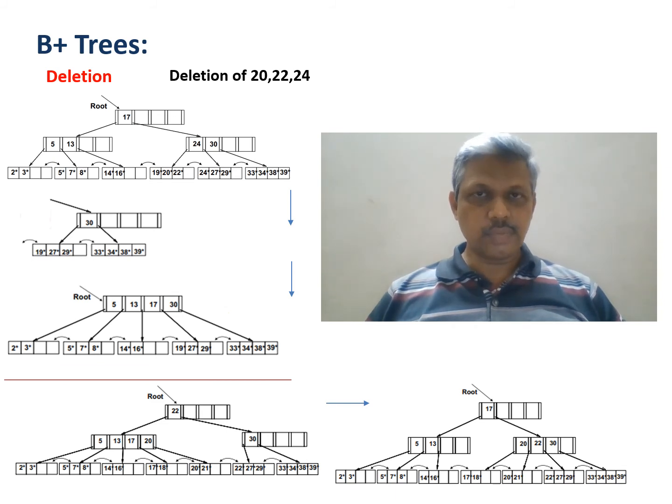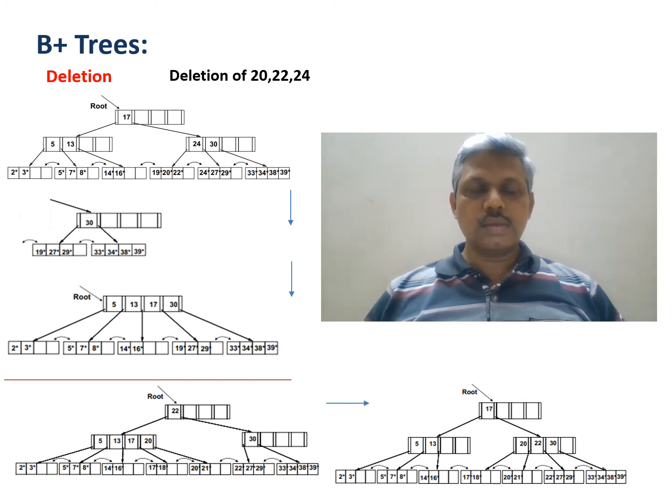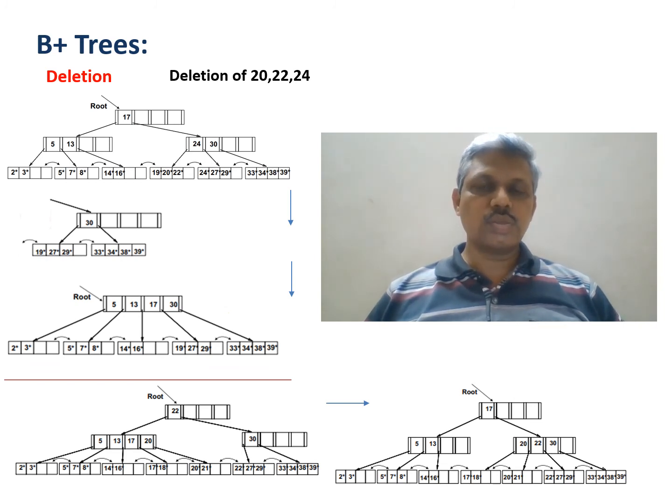5 and 13 will remain there. 17 goes up, 22 comes down into the right node, so that the occupancy is adjusted now. This is one way of redistributing the values of the nodes, so that the occupancy of 50% is taken care of, and the restriction on the number of children is also taken care of. This is one way of adjusting in case of deletions.